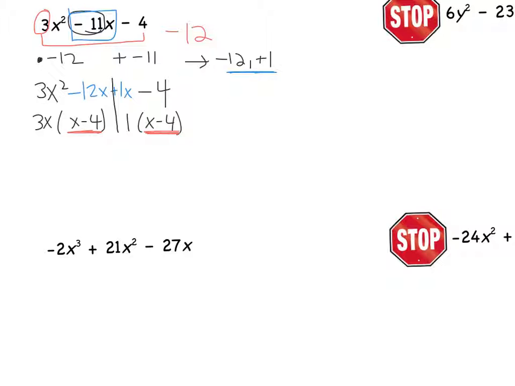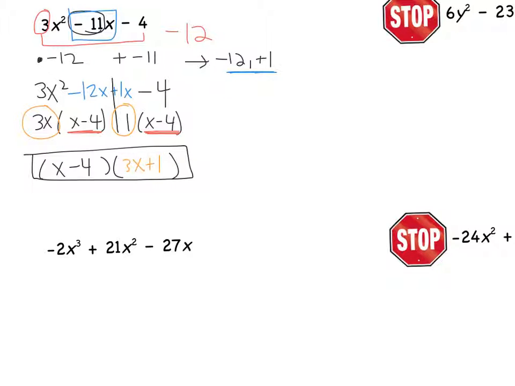Now I have one more step, and that's the final factoring. Now, the parentheses that are repeated become one factor. So that's that x minus 4 is the one that's repeated. The other factor comes from what you factored out. So in this case, 3x plus 1. So this is your final factored form.